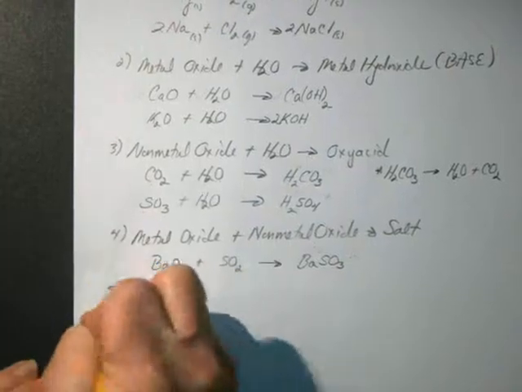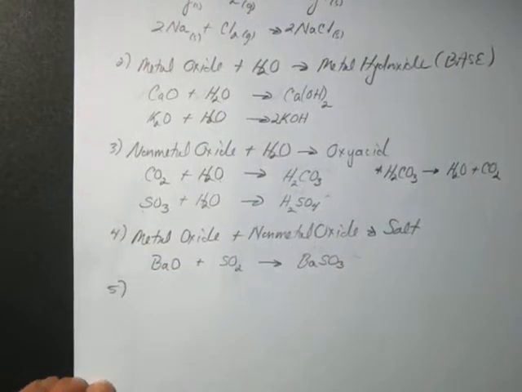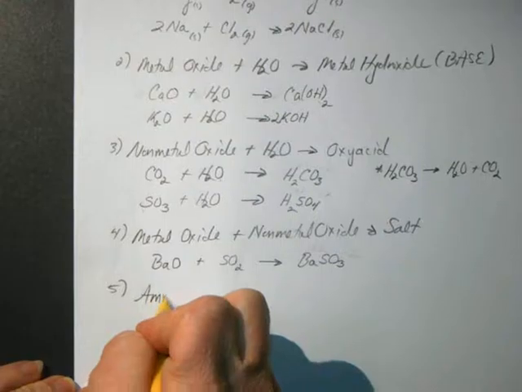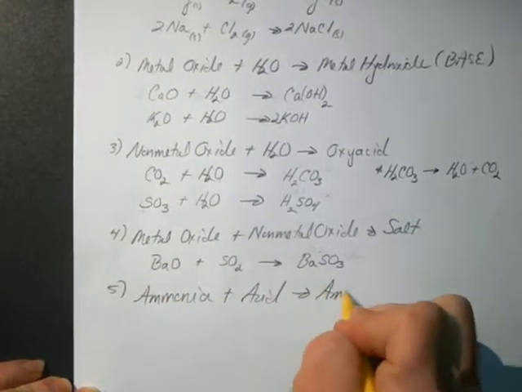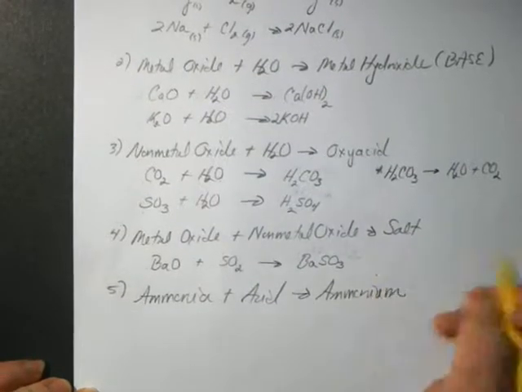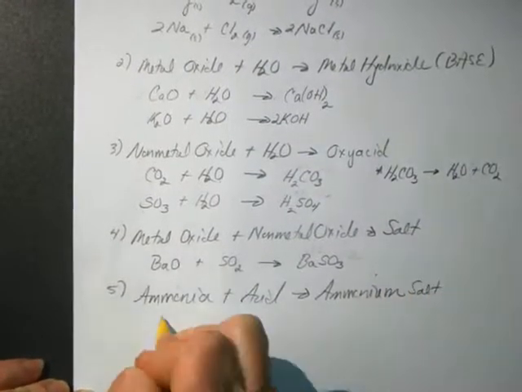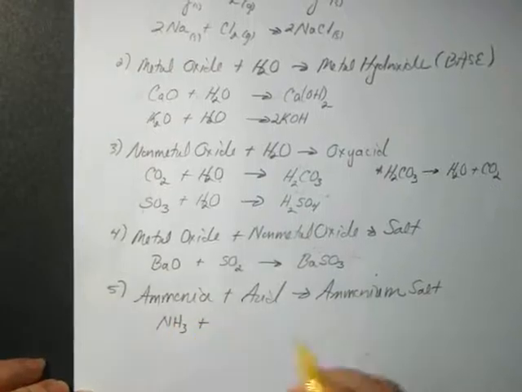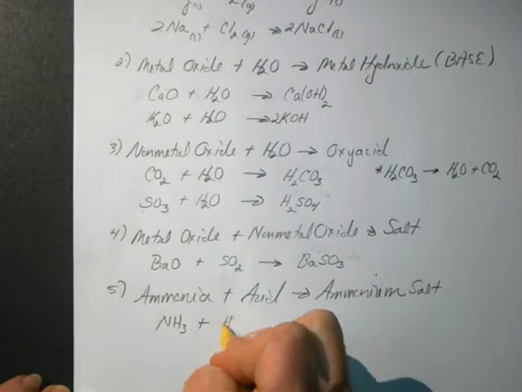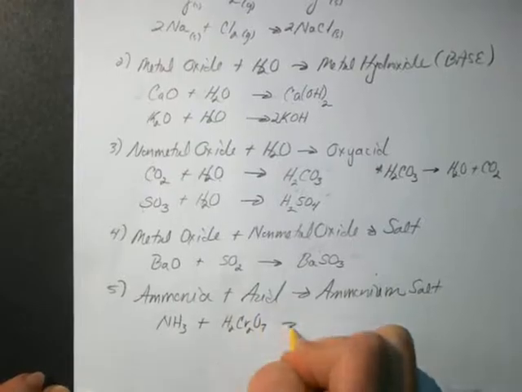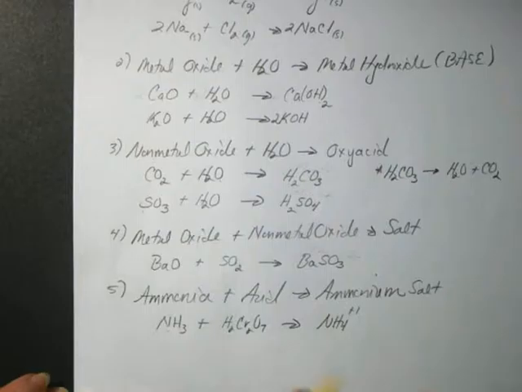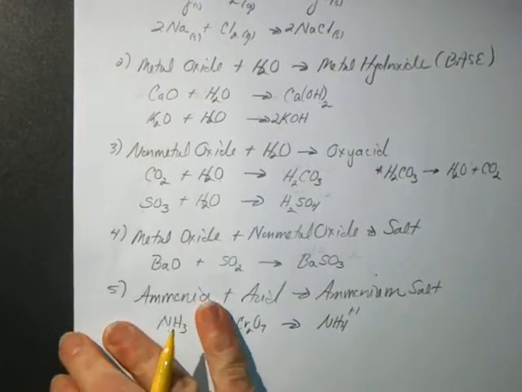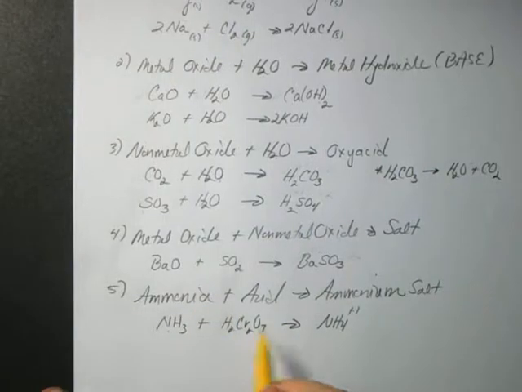The other, a little bit less common, would be ammonia plus an acid. That creates an ammonium salt, or an ionic compound that begins with ammonium as the cation. For example, NH3 reacting with, let's say, dichromic acid. The ammonia forms ammonium. The ammonia will react away all of the hydrogens from the acid. What we'll have left over is the anion from the acid.